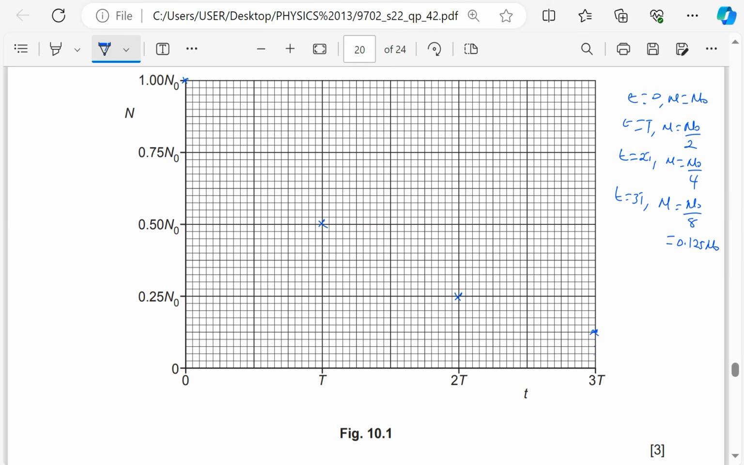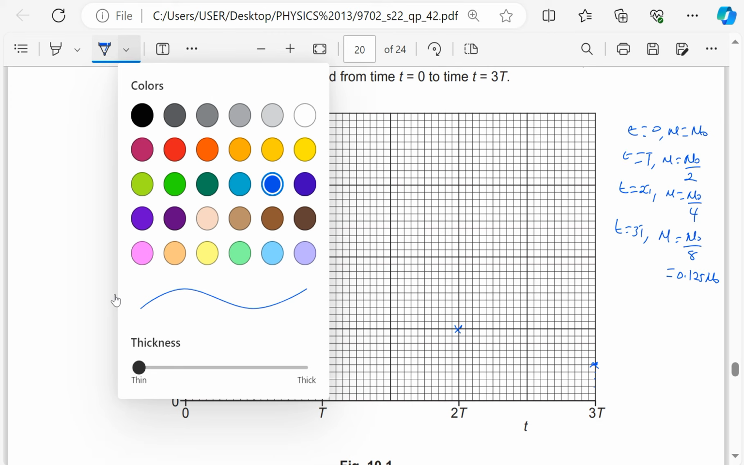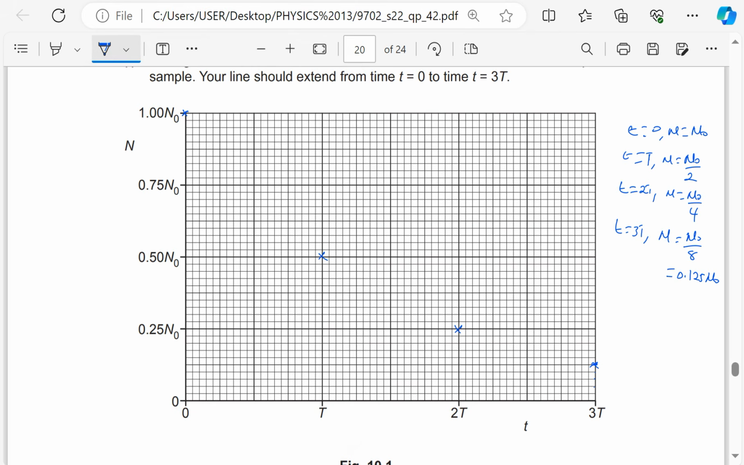Okay, so this is going to be a smooth curve. Let me try to increase the thickness. So you draw a smooth curve with a pencil from the top. Okay, so that is going to be the curve.